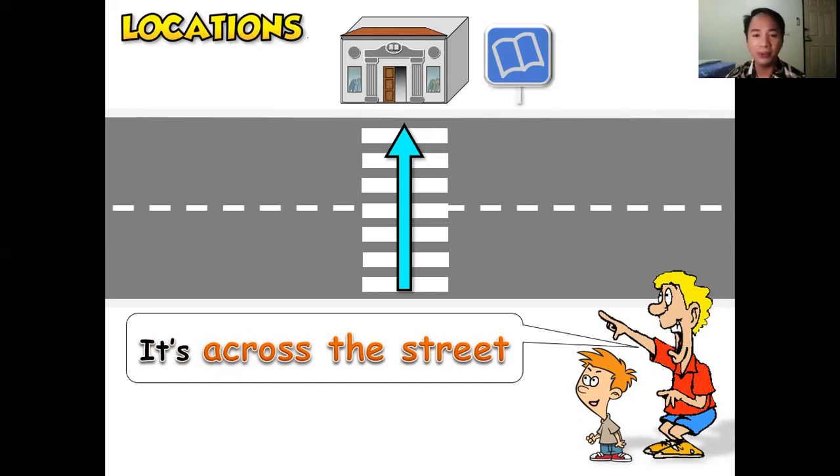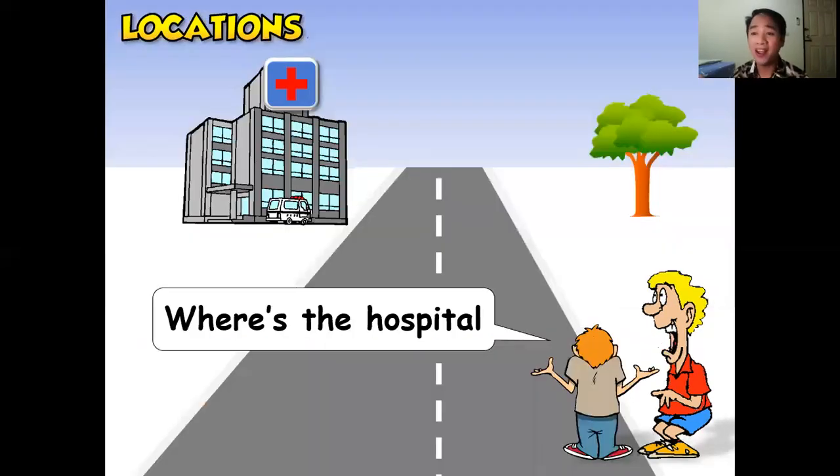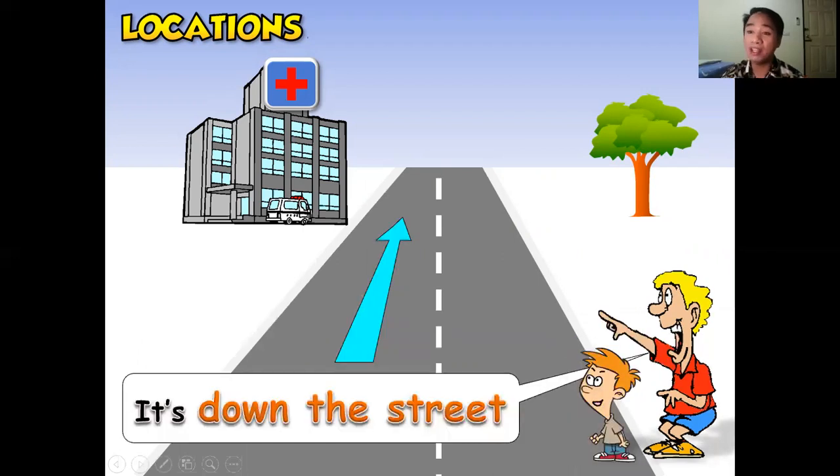Next photo, how about this one? Where's the hospital? How will you answer? This is the hospital now, right? This is the building. So you will answer, it's down the street, or it's along the highway. That's how you answer. As simple as that. Direct to the point.